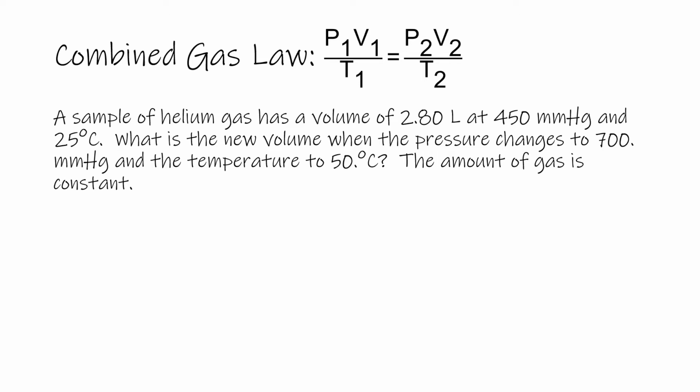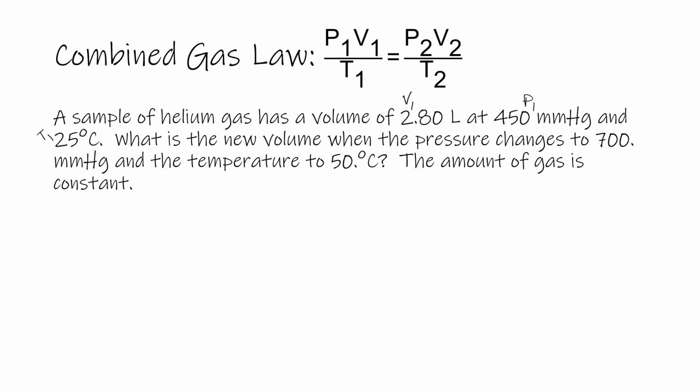Okay, so we can go through our problem and point out which variables these are. It starts out with a volume of 2.80 liters, so we're going to call that volume 1. That is at 450 millimeters of mercury, so that's going to be our pressure 1. And 25 degrees Celsius is temperature 1. Now we have to remember to convert temperature to Kelvin if it is not given in Kelvin. So we'll do that before we plug it into our equation.